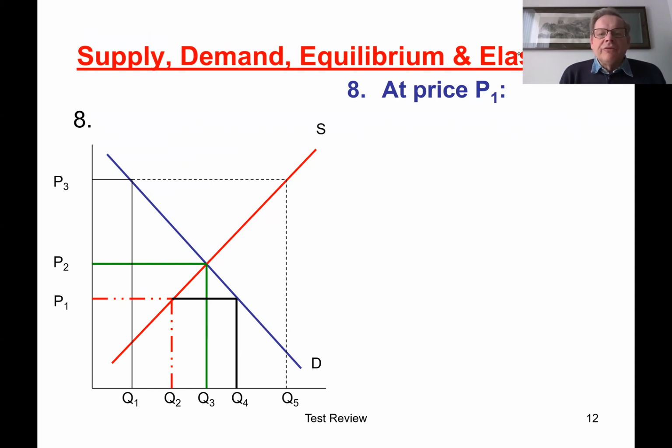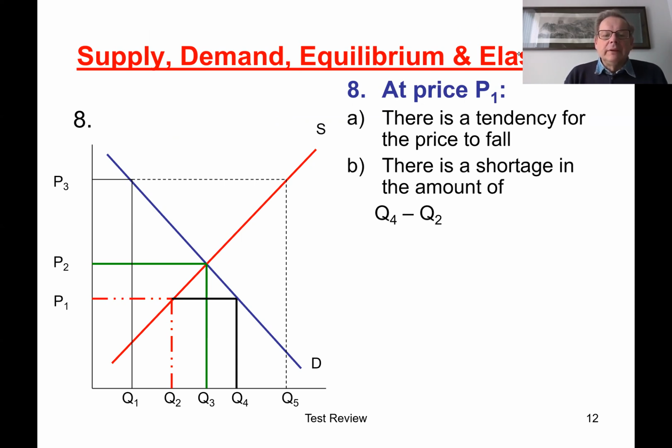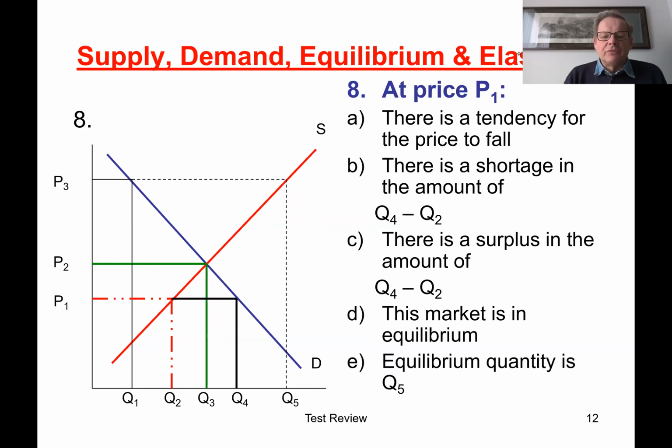Question here is at price of P1, what is happening at price of P1? You have option A, option B, option C, option D, option E.